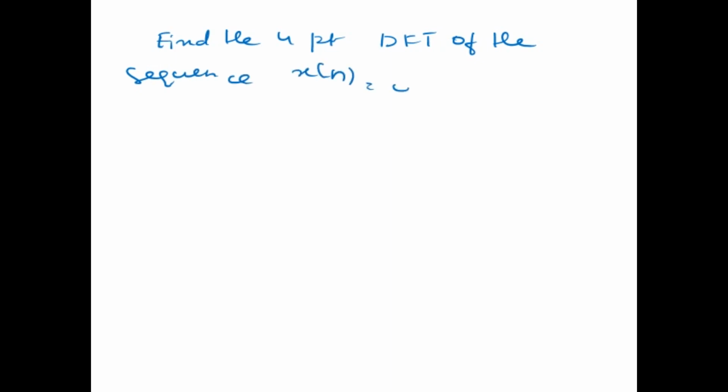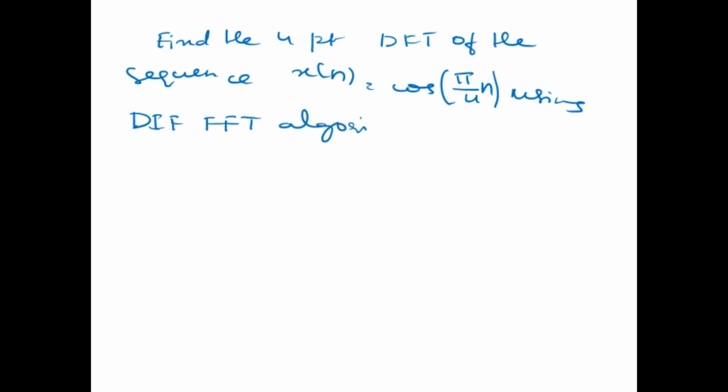Next problem. Find the 4-point DFT of the sequence x of n is equal to cos of pi by 4 n using DIF FFT algorithm.